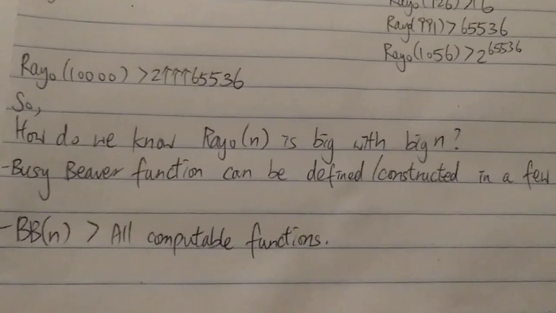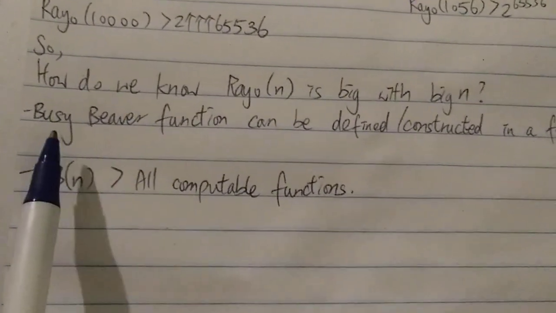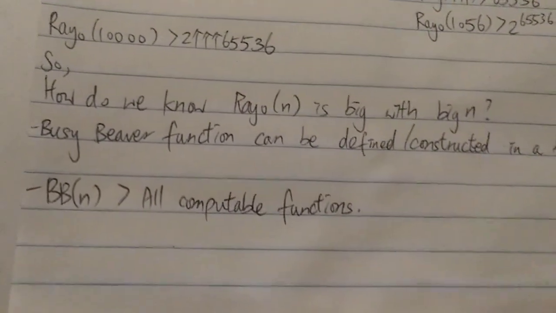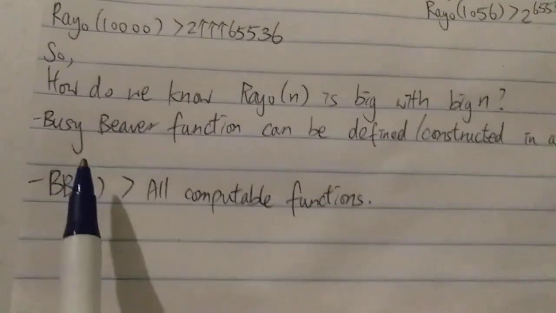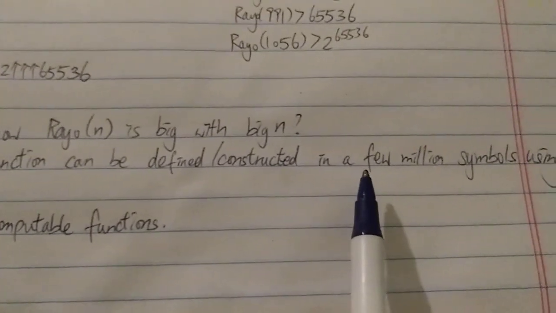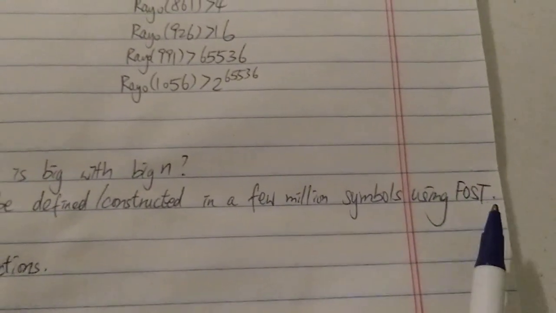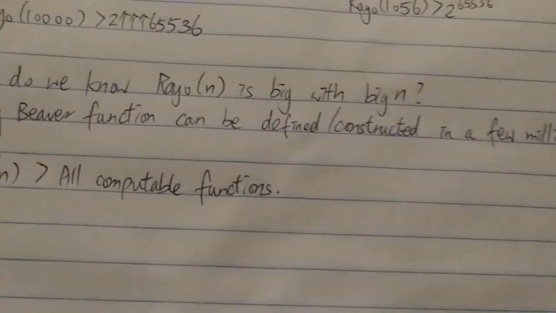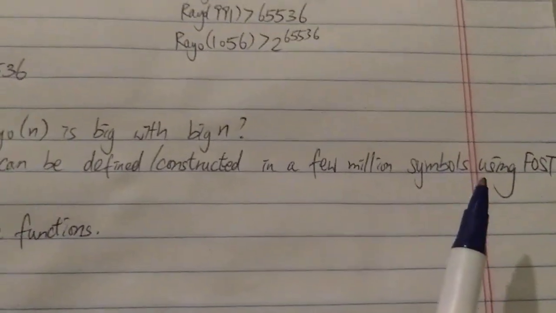It's basically based on a very simple argument. The reason is that the busy beaver function, I think most of you probably know about that already. I made a video on that, you can check that out. Basically, the busy beaver function can actually be defined or constructed using a few million symbols using the first order set theory. So using these symbols, in order to define the busy beaver function, you need a few million symbols.